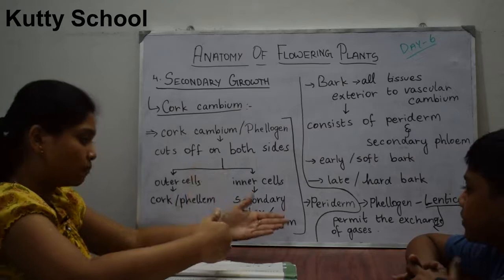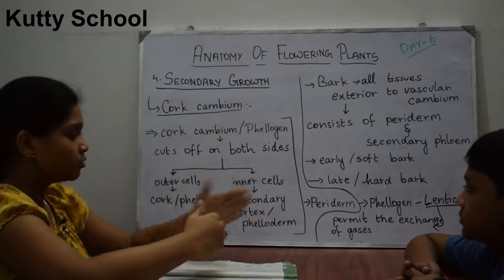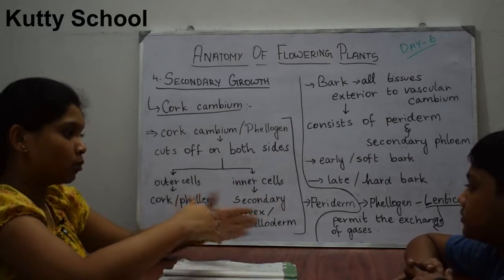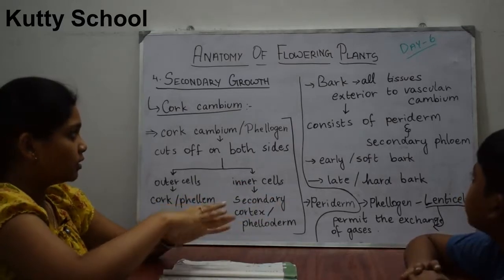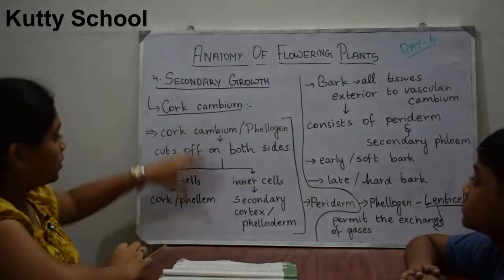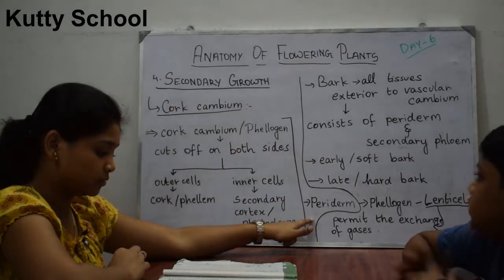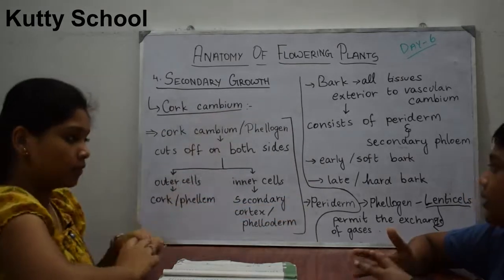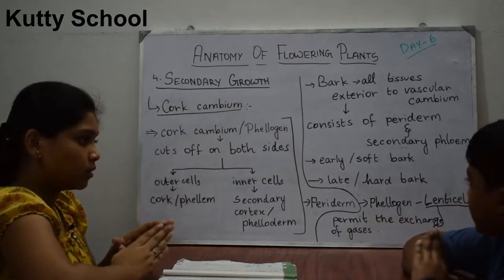So phellem, phellogen, phelloderm. These are the three layers which are outside. All three layers together are called periderm.